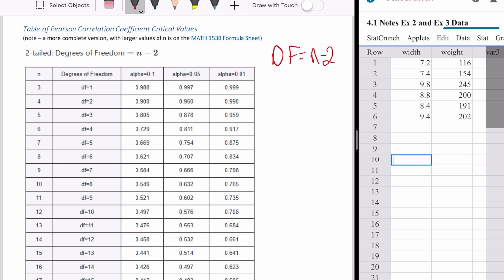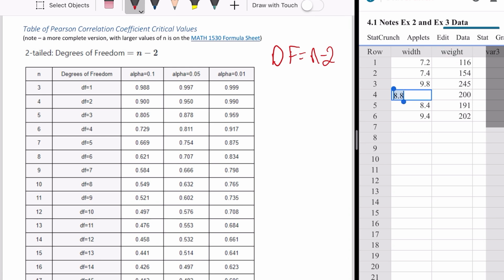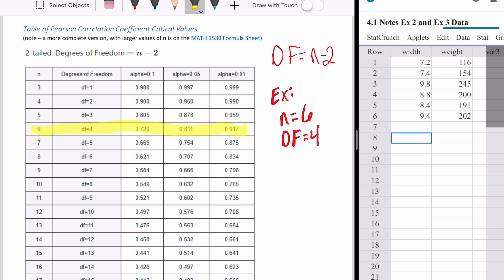Like over here, for example, I've got two columns. This width is my X and this weight is my Y. We're going to use this data in a second. I have 1, 2, 3, 4, 5, 6. Sorry, I have 6 ordered pairs there. So in this example, n is 6, and so the degrees of freedom would be 4. If I were doing this problem, which I'm going to in a second, I would be using this row of information, because that is where n is 6 and the degrees of freedom is 4.